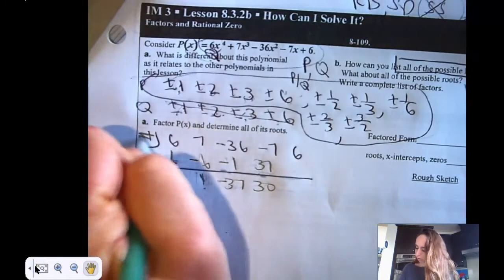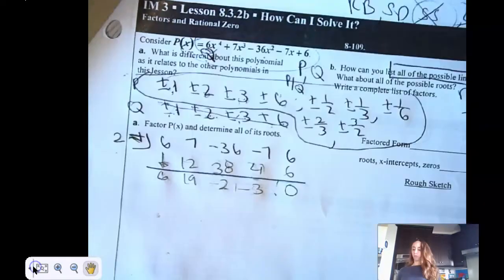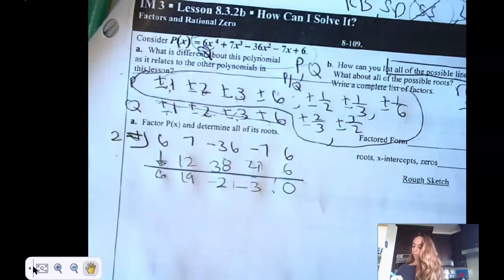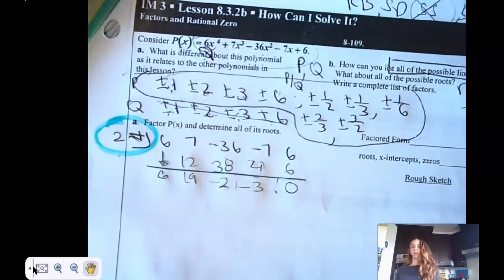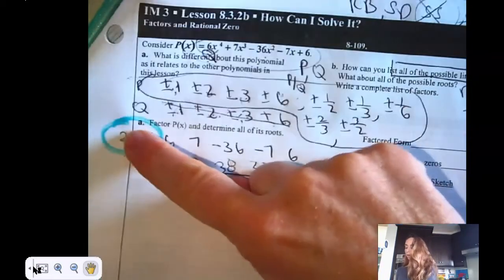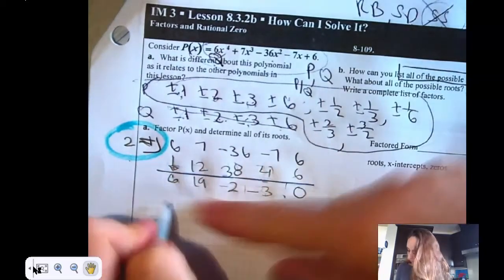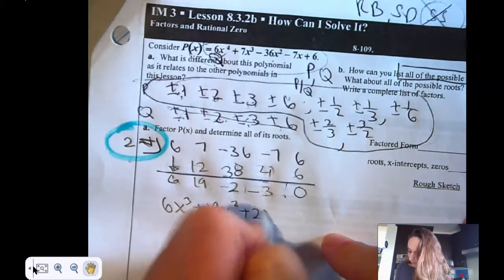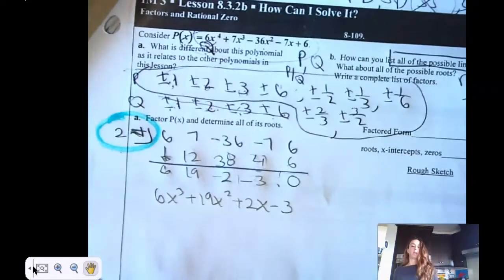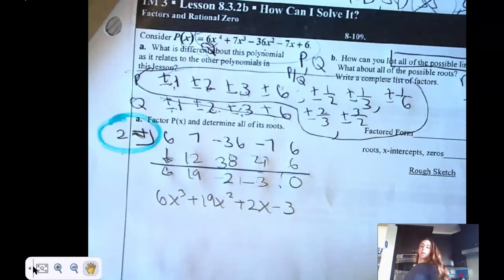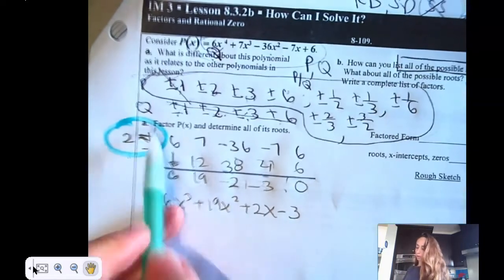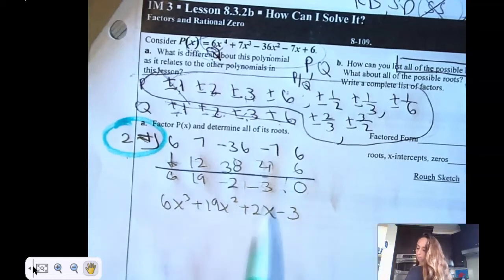So now I'm going to try 2. Pause it. So 2 actually worked because the remainder was 0. So one of my factors is 2. I started with 4. I have 1. Now I have 3 left. 6x cubed plus 19x squared plus 2x minus 3. Now, here's the deal. You go, okay, well, I tried all the 1s. Those didn't work. I tried the 2. I didn't try negative 2 yet. But I want to look.